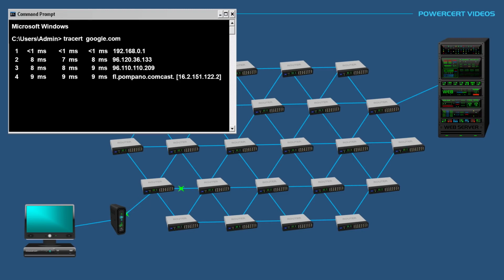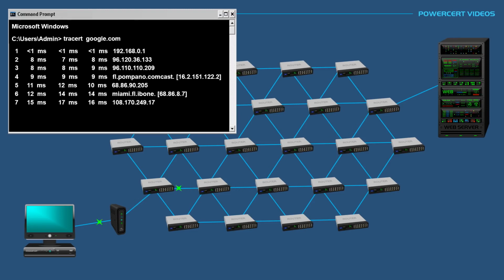Each time the data packets reach a router on its path, the router will send the 3 data packets back to our computer and tell us information about that router, such as the router's IP address. It'll also tell us the round trip time, measured in milliseconds, that the 3 data packets took to and from each router. And now the trace is complete. So now let's examine the final results.